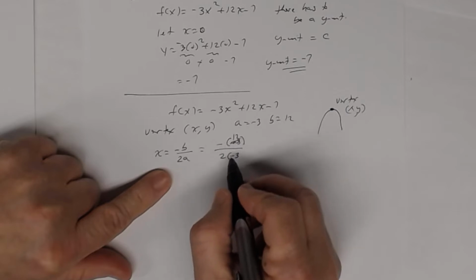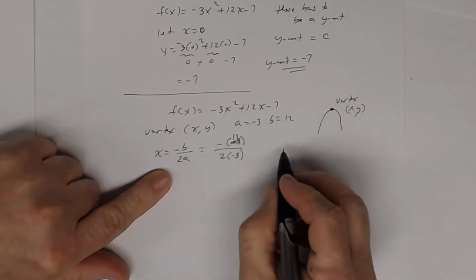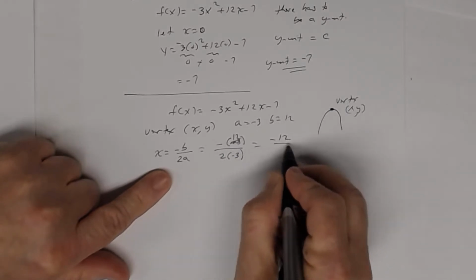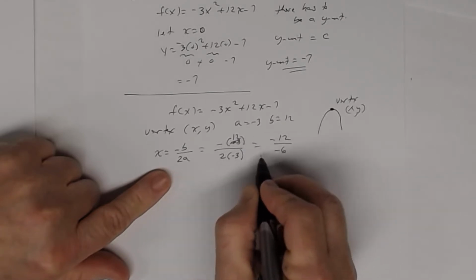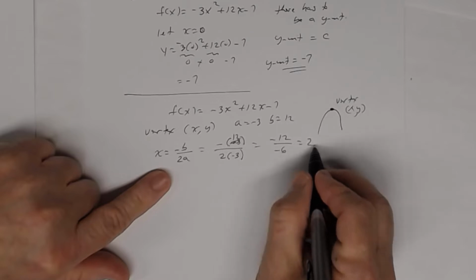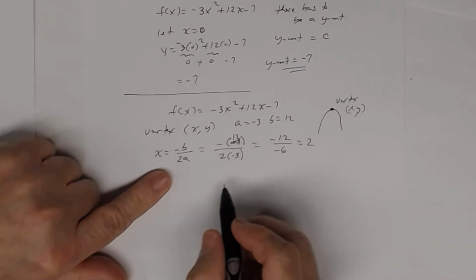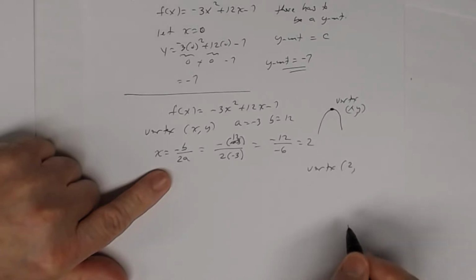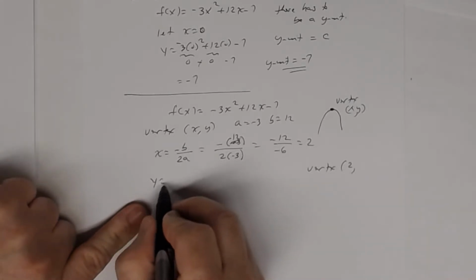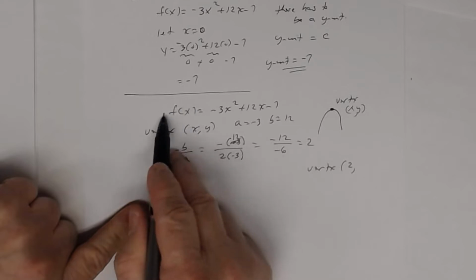So the opposite of 12 divided by 2 times a, which is negative 3. So we have negative 12 divided by negative 6, right? Negative 12 divided by 2 times 3 is negative 6, which is a positive 2. So the x-coordinate of my vertex is 2.